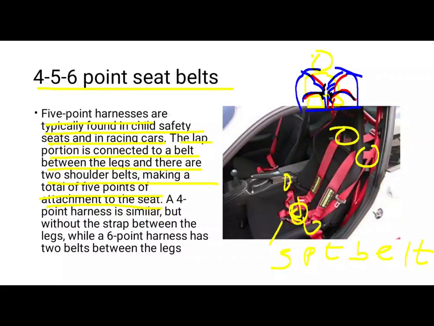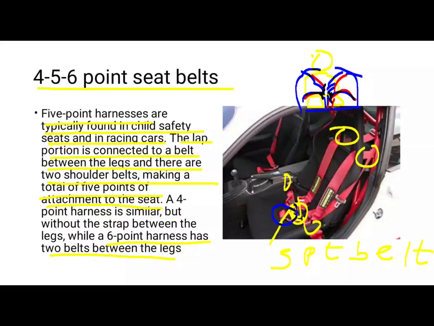Similarly, there are 4-point and 6-point belts. A 4-point harness is similar but without a strap between the legs. This is the strap between the legs. Without this belt it is known as a 4-point belt. And there is also a 6-point belt. The 6-point harness has 2 belts between the legs. So what is the basic difference between 5-point, 4-point and 6-point? In 5-point there is a single belt between the legs. In 4-point there is no belt between the legs, and in 6-point there are 2 belts between the legs.